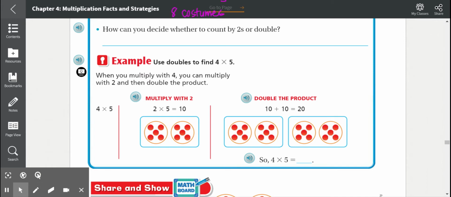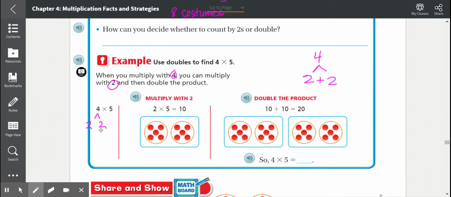Okay, use doubles to find 4 times 5. So let's see. When you multiply with 4, you can multiply with 2 and then double the product. Because let's look at the number 4. We know that 4 equals 2 plus 2. So if we're going to multiply by 4, we could multiply by the number 2 and then double that. So let's see. 4 times 5. Let's break this into 2 and then 2, because we know that 2 plus 2 is 4.